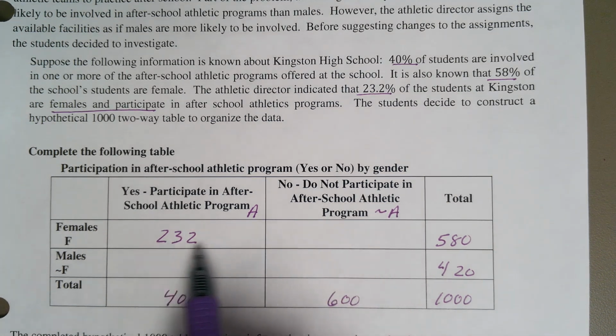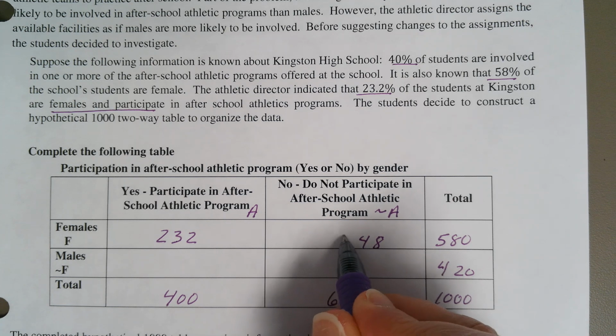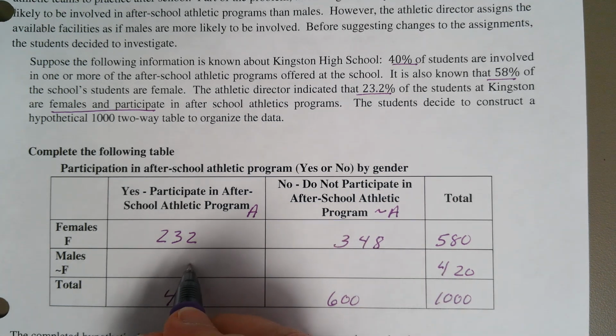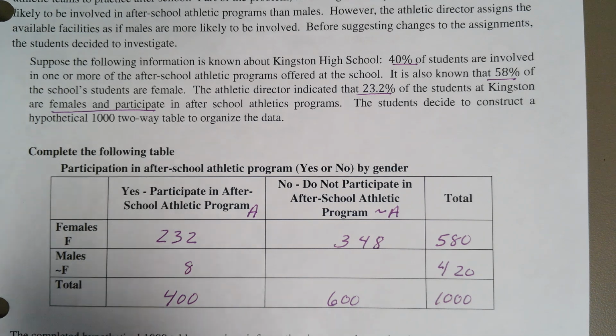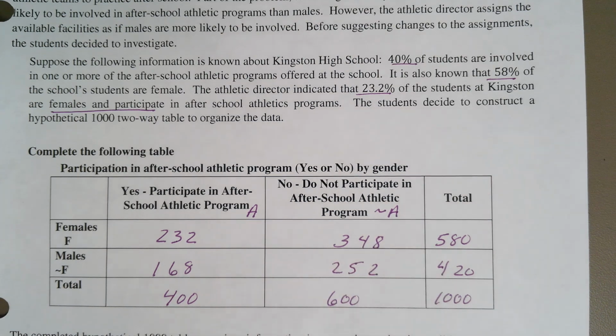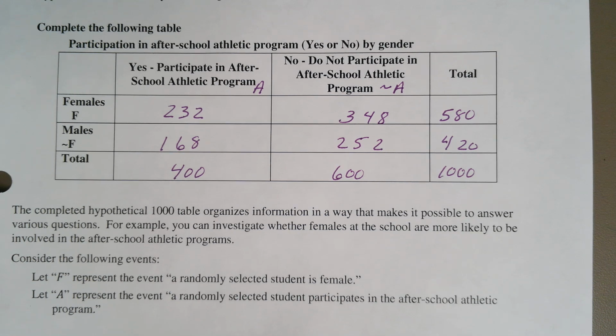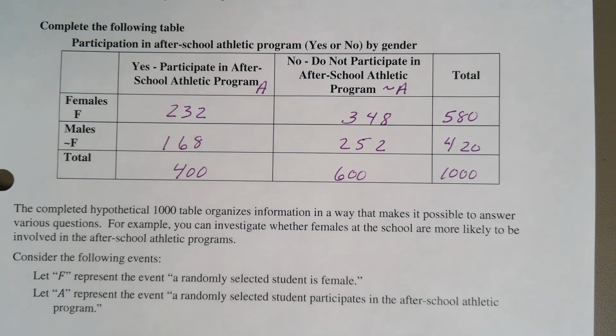Females that do not participate, 580 subtract 232, let's see, 348, and 232 plus 8 gives me 240, 300, so 168. Just filling in the other cells here. And 350, so 252. So the completed hypothetical 1000 organizes the information. It makes it a little easier to answer various questions.